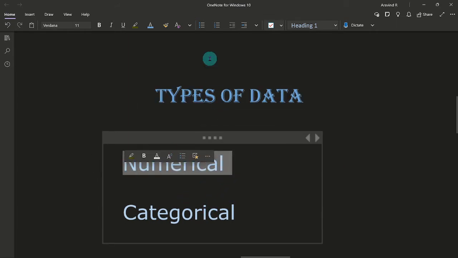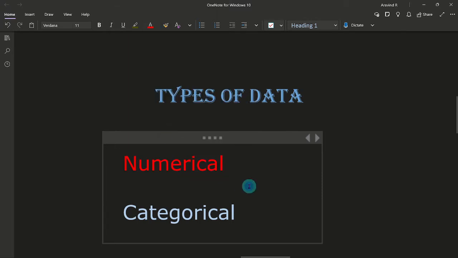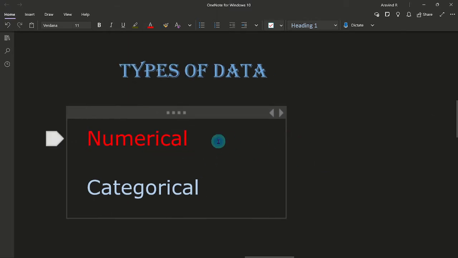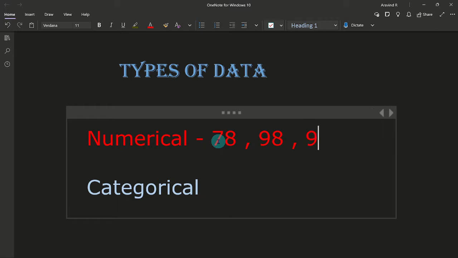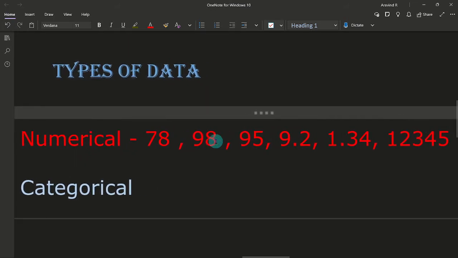First, let me introduce what numerical data is. Numerical data is nothing but numbers, for example 78, 98, 95, like that. We have floating point numbers like 9.0 and 1.34, and we have continuous numbers like 34. These are the numerical data points.